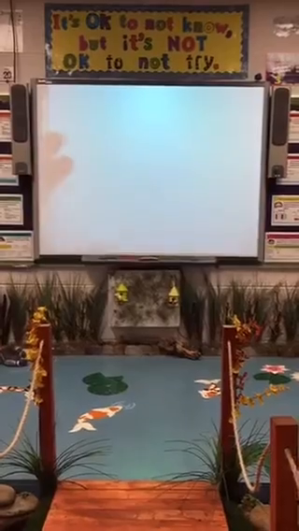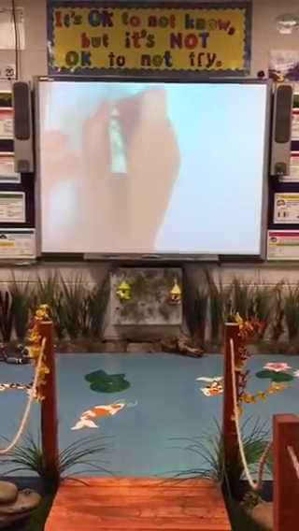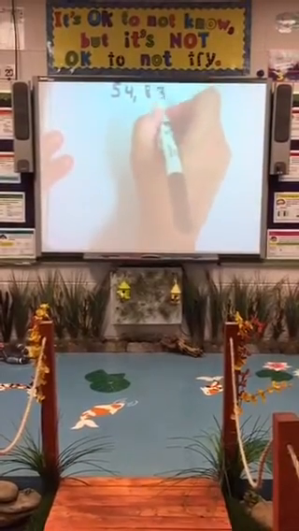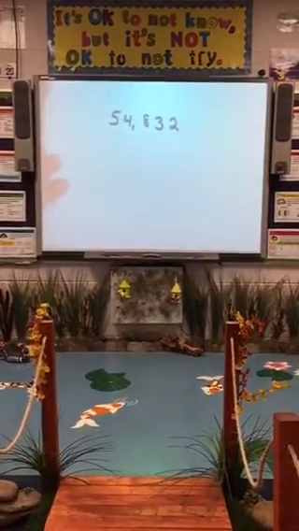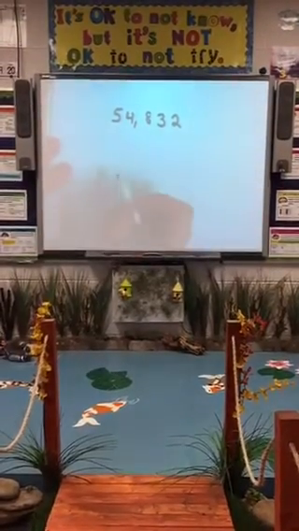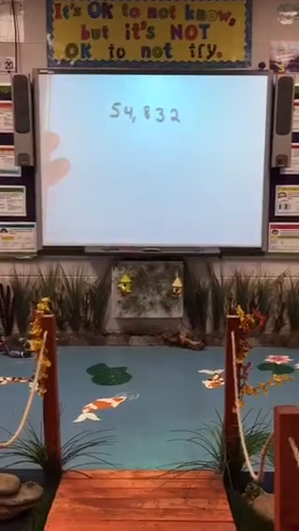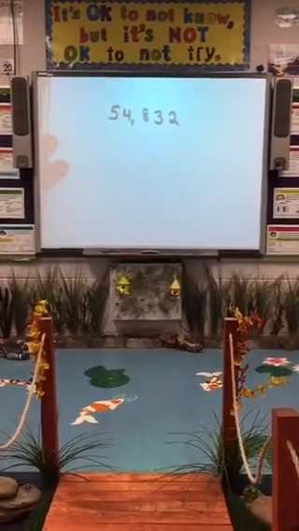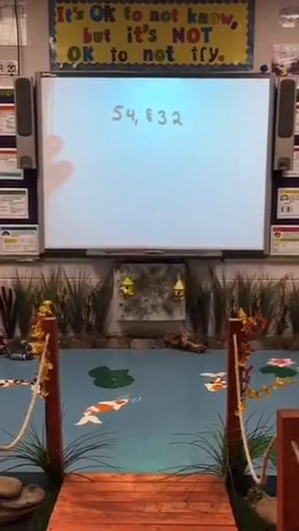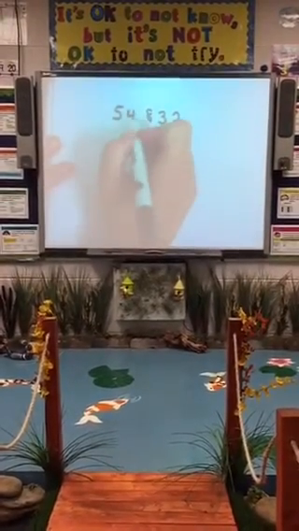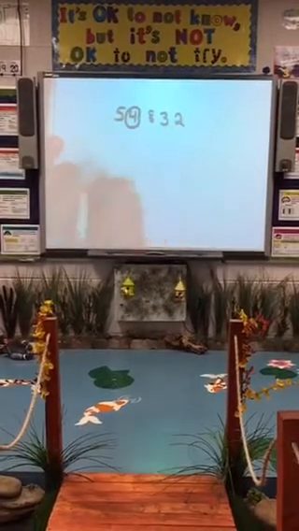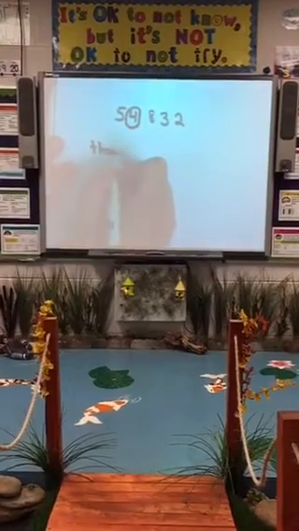So with a bigger number, let's say I have 54,832. Again, we've already done rounding to the tens and the hundreds, so I'm going to focus on rounding to the nearest thousands and the nearest 10,000s. The 4, sorry, is in my thousands, not 10,000s. So I'm going to circle my 4. I'm rounding to the nearest thousands.